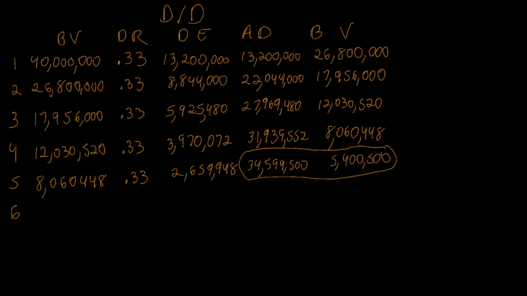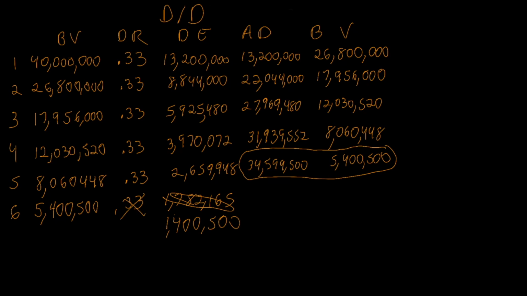And so if we take our beginning book value of year 6, which is $5,400,500, and multiply it times 0.33, we see that the depreciation expense would be $1,782,165. And we know that's too much, gang, because the most we could depreciate this asset is $1,400,500. And that will properly give us accumulated depreciation of $36 million, which will give us the correct amount of our book value of $4 million.